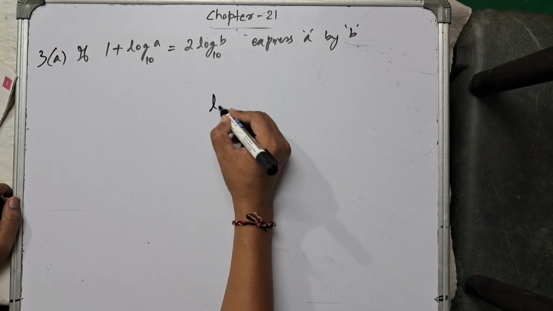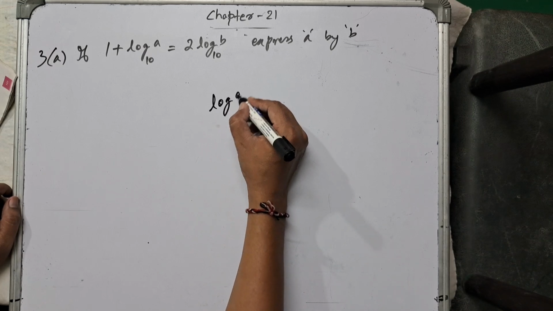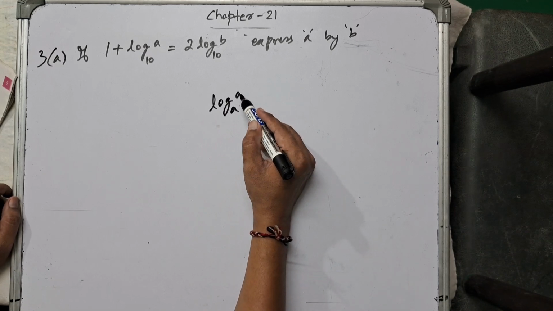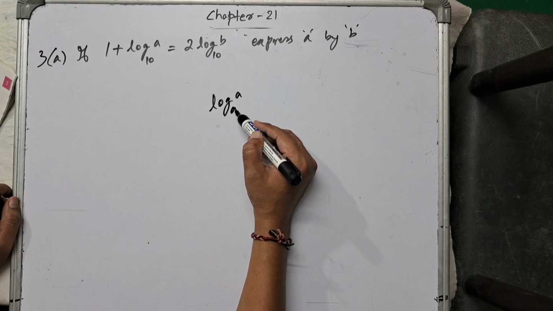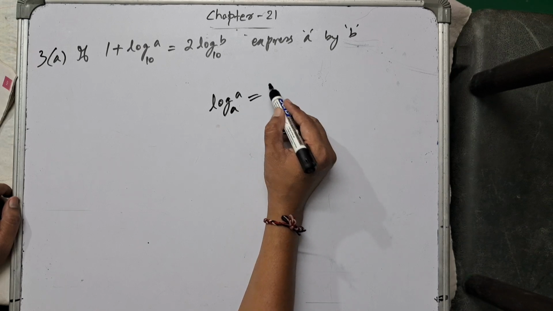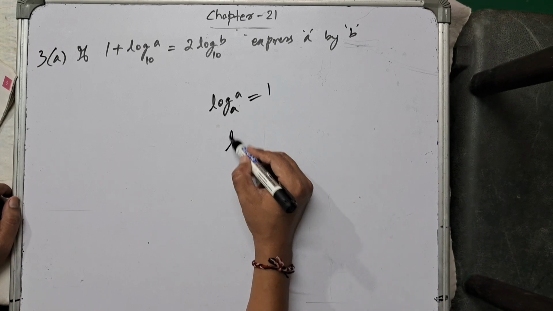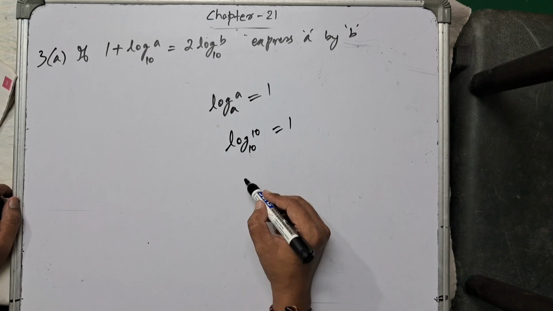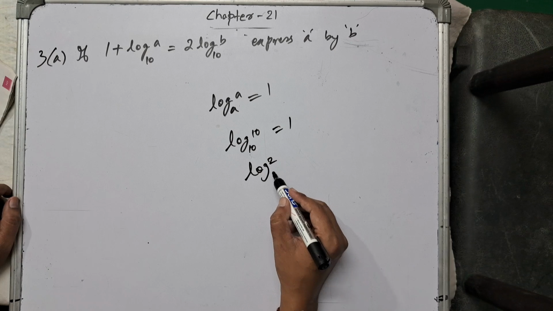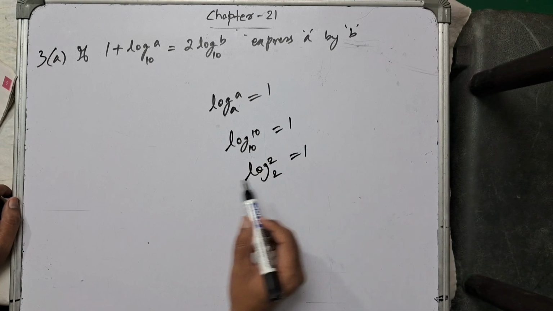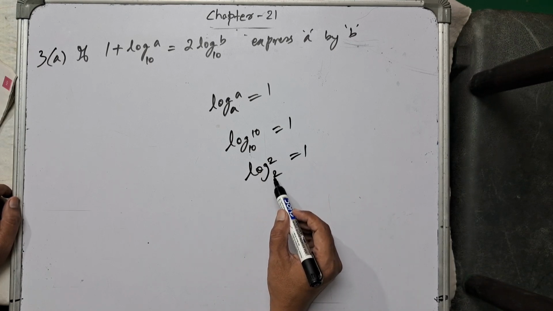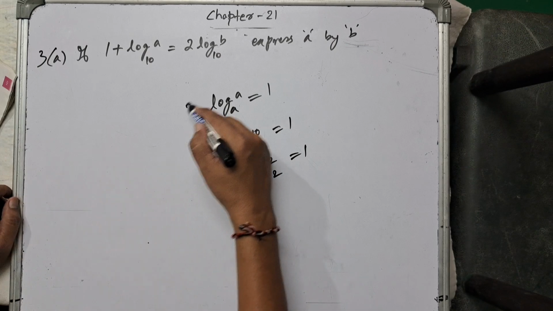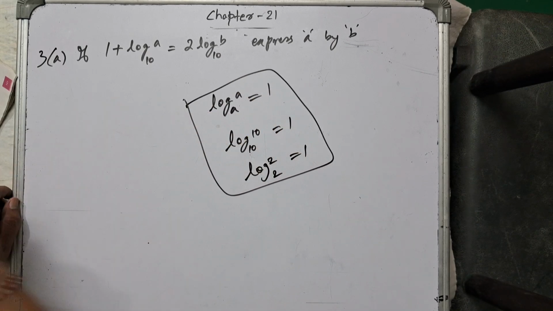Okay. Suppose if we have log of a to the base a, if log of number to the same number as base, then the value will be equal to 1. Okay. Log of 10 to the base 10 is equal to 1. Log of 2 to the base 2 will be equal to 1. Log of a number to the same number as base will give us 1. This is the first rule which we should know.